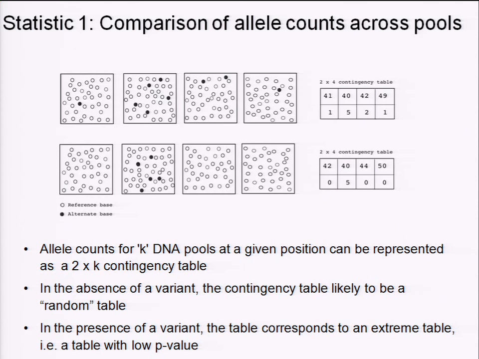The contingency table you have corresponds to the number of reference or non-reference alleles in each pool. The intuition for this contingency table is that if you have a rare variant, the table will have a high non-reference count in a pool, and it is expected to be unlikely, with a low p-value.